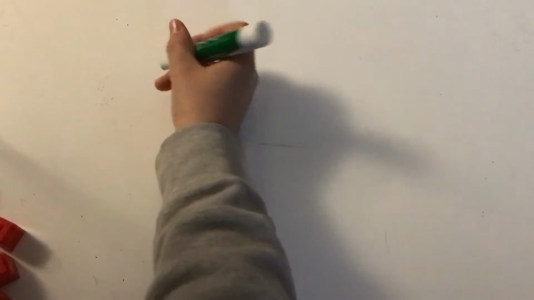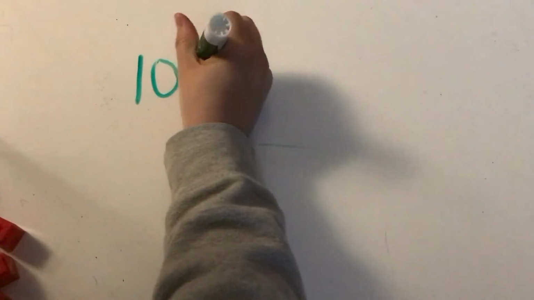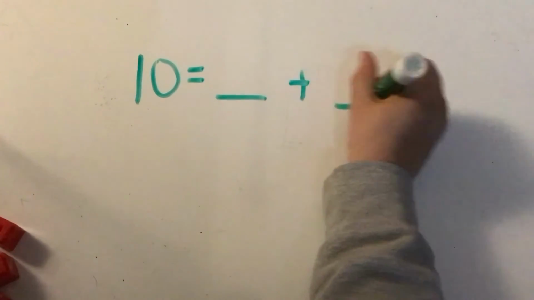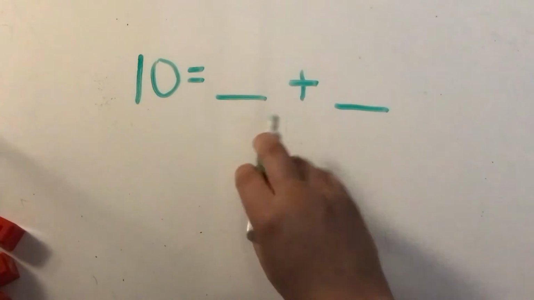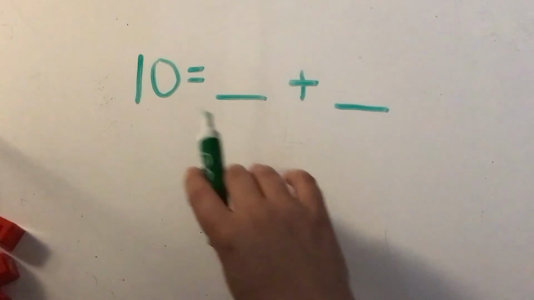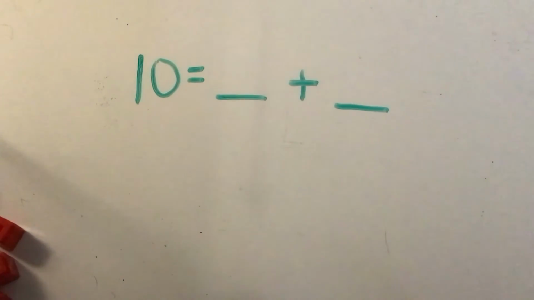Let's try another one. This time we are going to be working with 10 blocks. While I read my story, it's your job to decide how many are going to be one part and how many are going to be our other part to make 10. Jamal had a basket of 10 blocks. Some were white and some were gray. You're going to work this problem out to show Jamal's blocks, and then you're going to write a number sentence to match.